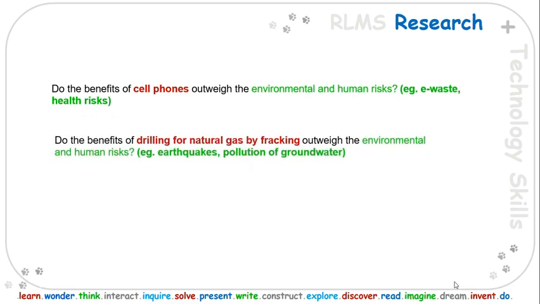There are over 20 different essential questions for this project. Here are two. They all follow the same pattern. Do the benefits of cell phones outweigh the environmental or human risks? Or do the benefits of drilling for natural gas by fracking outweigh the environmental and human risks?